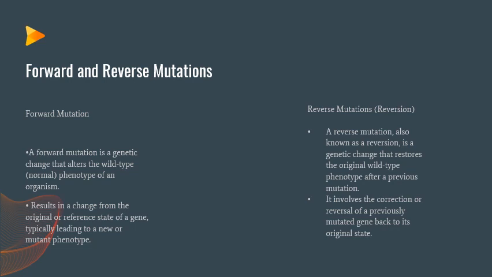Now we will talk about forward and reverse mutations. A forward mutation is a genetic change that alters the wild-type phenotype of an organism, whereas a reverse mutation is a genetic change that restores the original wild-type phenotype after the forward mutation. Forward mutations can be caused by various genetic changes such as point mutations, insertions, or deletions. Reverse mutations can occur through various mechanisms like spontaneous DNA repair or a second mutation at the same site that restores the original sequence.